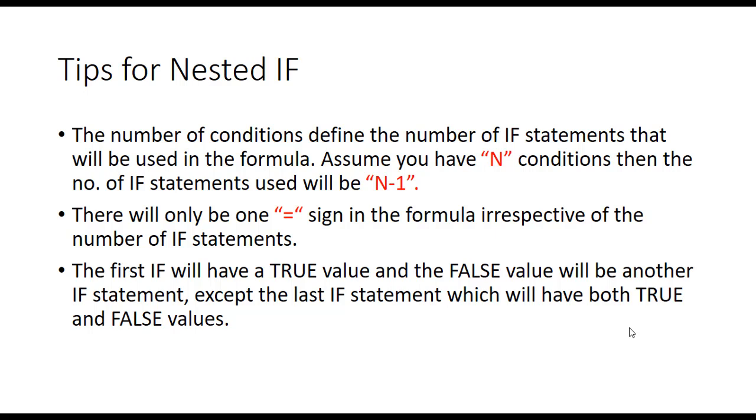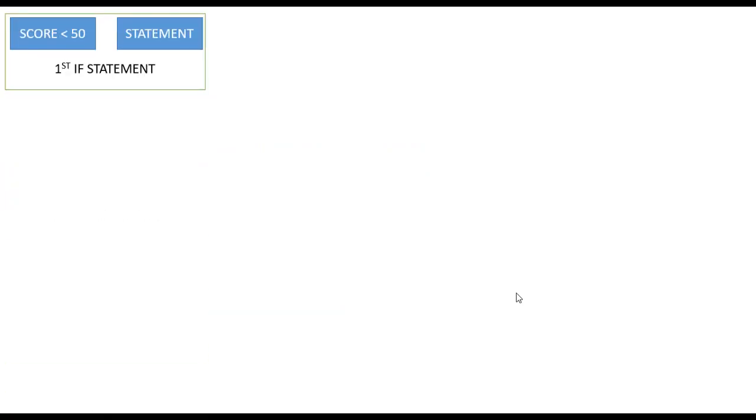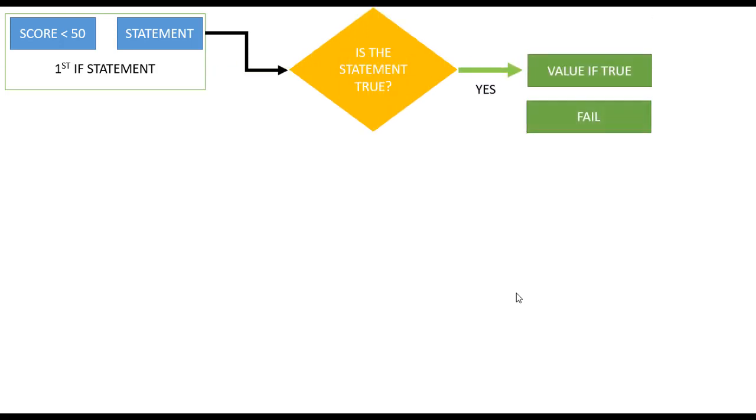Now let us look at the construction of a nested if statement. The construction of a nested if statement is done in this manner. So you start with the first if statement. Here my first if statement says the score being less than 50. So I am checking the condition whether it is less than 50. And if the statement is true, then it will show up as fail.